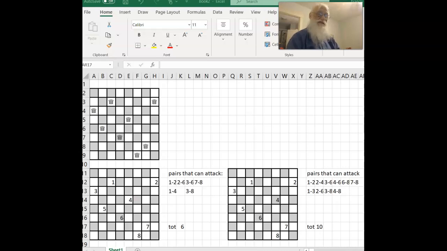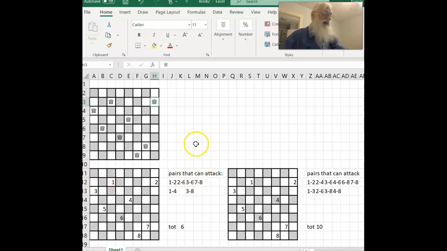The problem is to place 8 queens on an 8x8 chessboard in such a way that no queen can take any other queen. Now, queens capture in many ways, horizontally, vertically, or diagonally. For example, in this picture I have here, this queen can take that queen. This queen can take that queen.